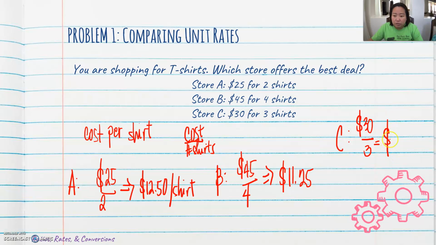While the third store, I'm going to be writing over here, it's going to be $30 for 3 shirts, and this is not a hard division. It's going to be $10 per shirt. So if you are looking for the best deals, our best option will be store C. Okay, that's an application of knowing how to work on rates.